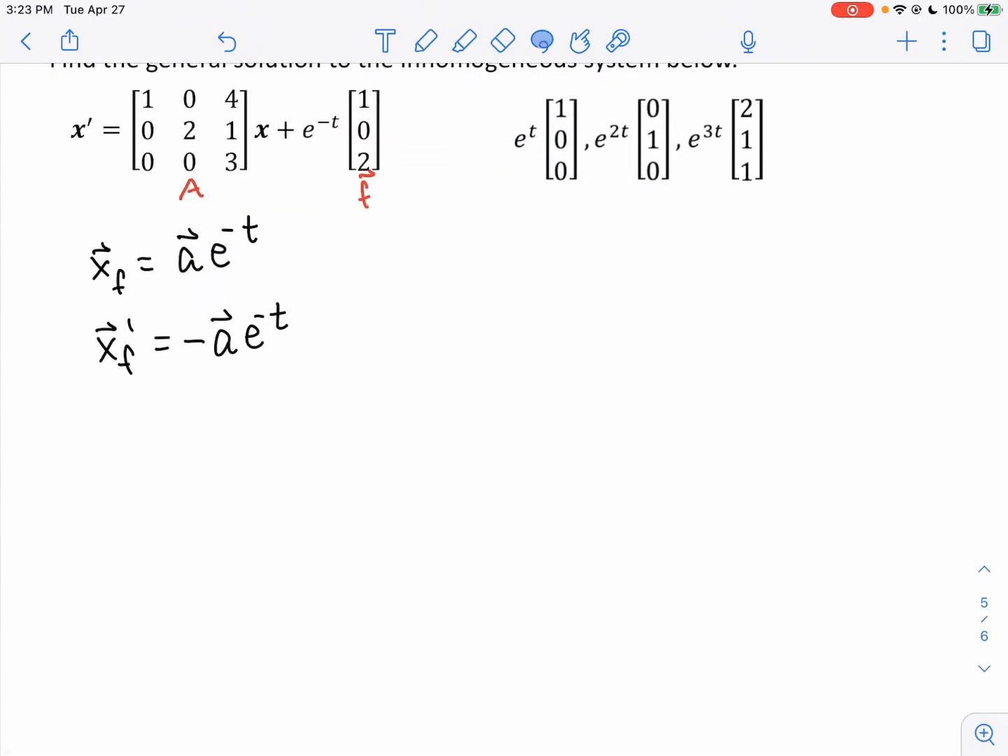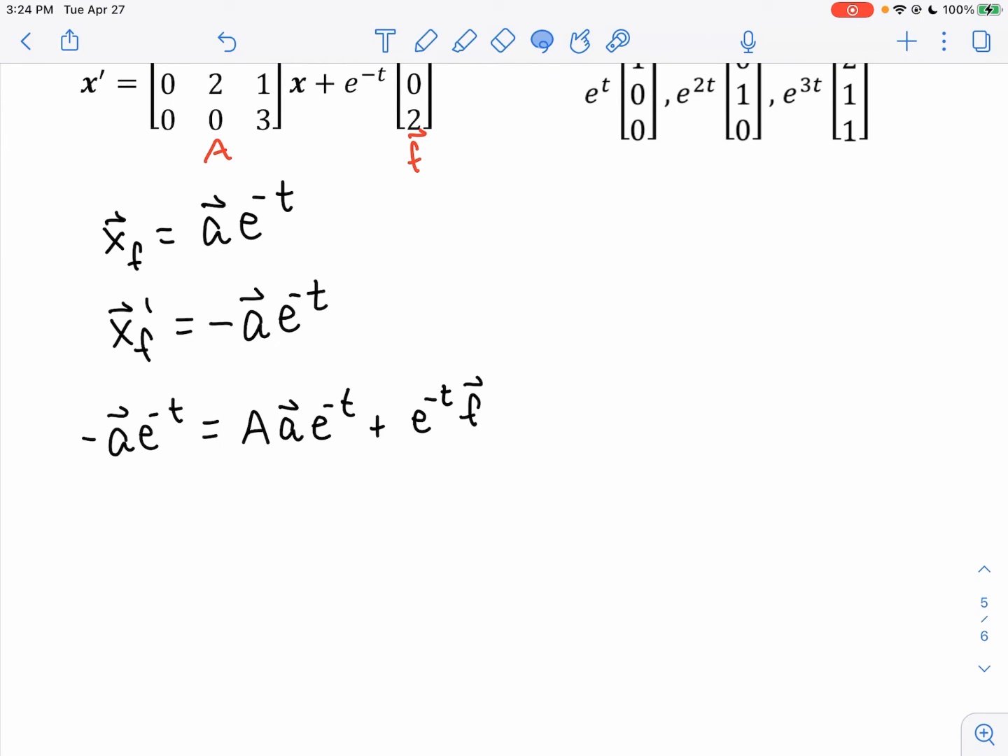And now let's substitute. So in for x prime, we're going to plug in x sub f prime. So we're going to have negative vector a e to the negative t equals matrix A times vector x. Well, x sub f is what I'm substituting. This goes in for vector x. And we have vector a e to the negative t. And then we have plus e to the negative t times vector f. And vector f is this constant vector right there.